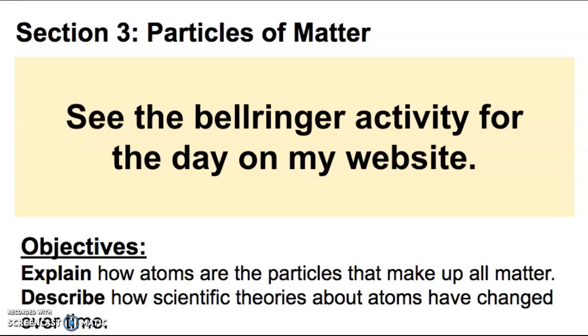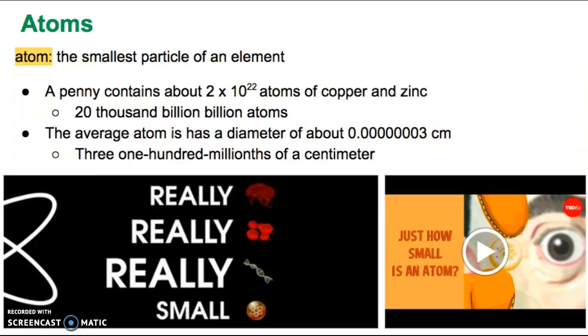In this lesson, we'll be talking about particles of matter, and also about how our understanding of these particles has changed as a scientific community over time. There are two objectives that you are going to need to keep an eye on. The first is explain how atoms are the particles that make up all matter, and the second is to describe how scientific theories about atoms have changed. Make sure you're able to do both of those things at the end of our lesson today.